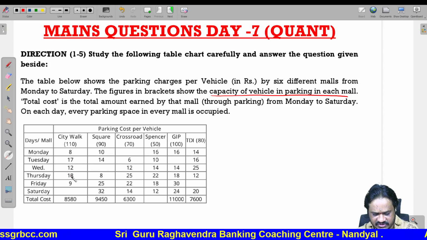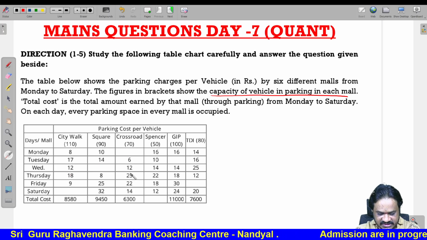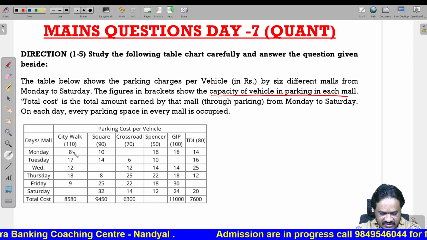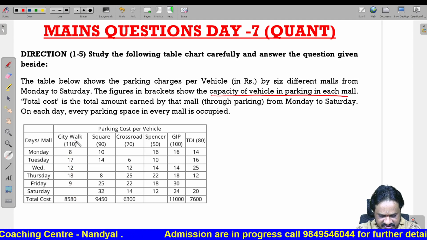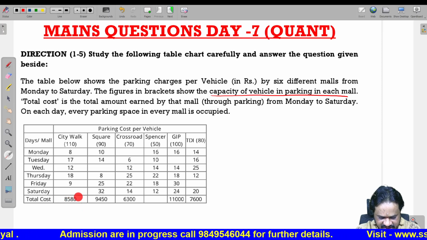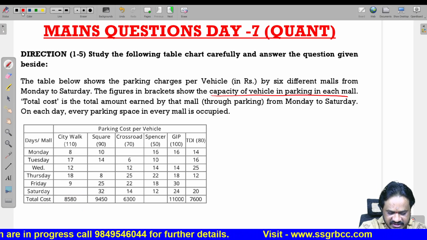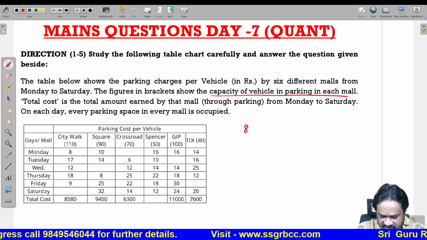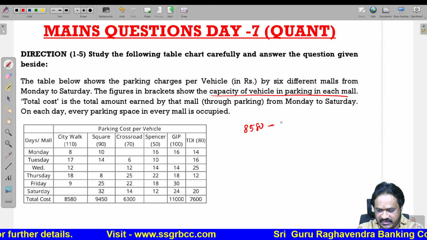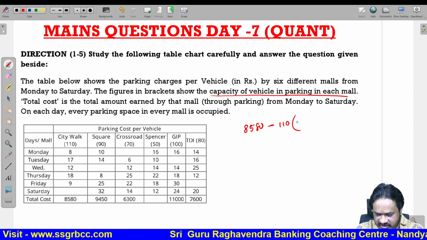Before answering the questions, we can find some of the blank values. We have to find all these blank values. Now, let us see one by one. First, this is Monday. City Walk Mall from Monday to Saturday. Total cost 8,580. This value is missing. Now, how to find out this value? See, for Monday, this is 8,580 minus. We are parking total how many vehicles? 110 vehicles. I am doing for City Walk Mall.